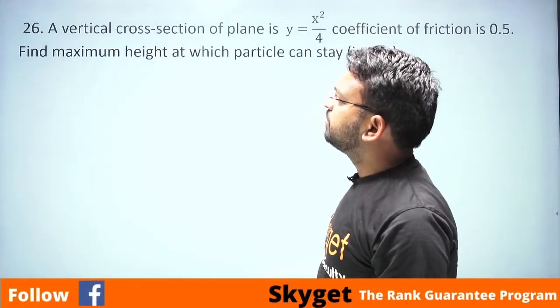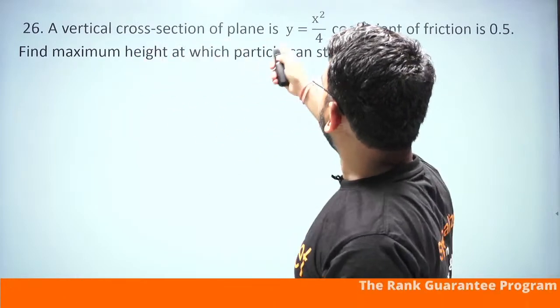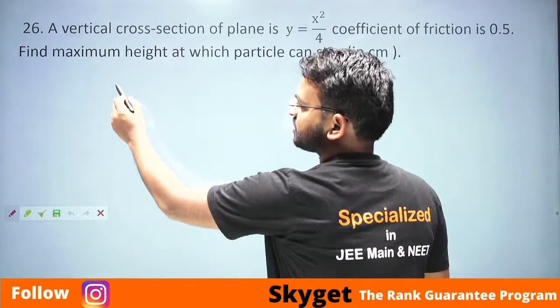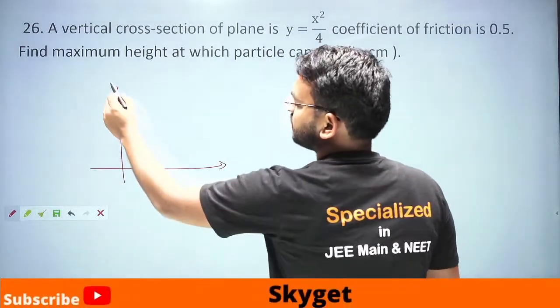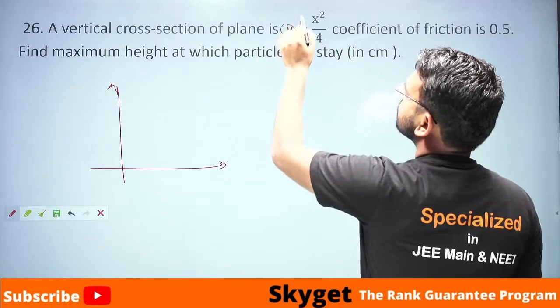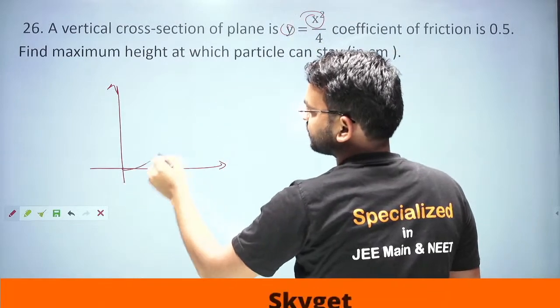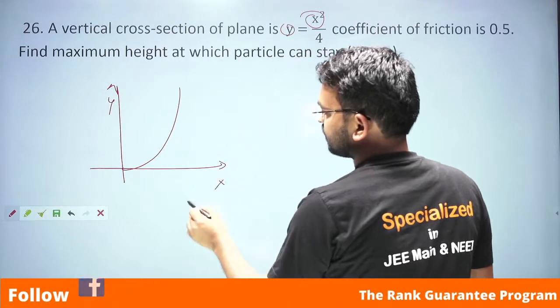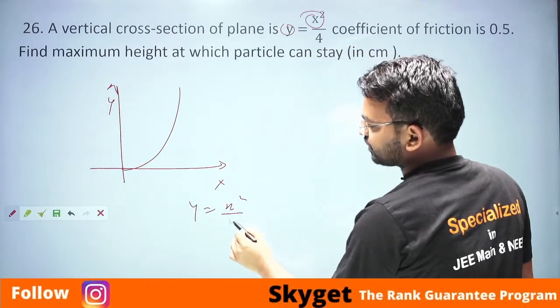Simple problem based question. Okay, vertical cross section of a plane is given. This is a very good question. Instead of wasting a lot of time, let's try to understand the formulas. If you remember, y equal to x square comes like this, a parabola equation. They have given this is your y, this is your x. So y equal to x square by 4 they have given.